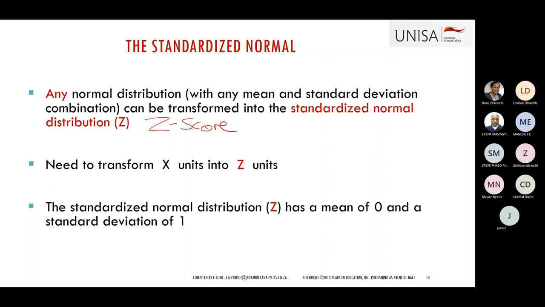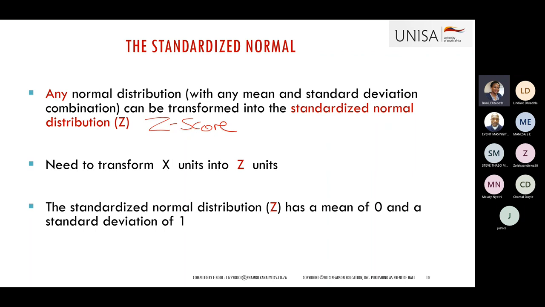So what we do with the z-score is we take your original values and transform them into a z standardized value or unit. This standardized unit always has a mean of 0 and a standard deviation of 1, and that is the property of a normal distribution. This does not mean that you will not get questions where they have given you the mean and the standard deviation, but those are not standardized normal distribution values. We need to standardize them.